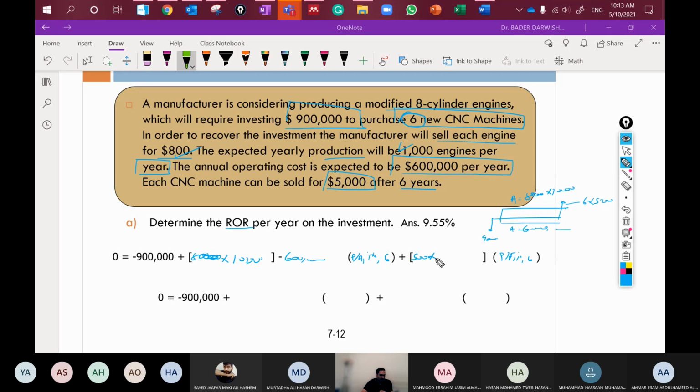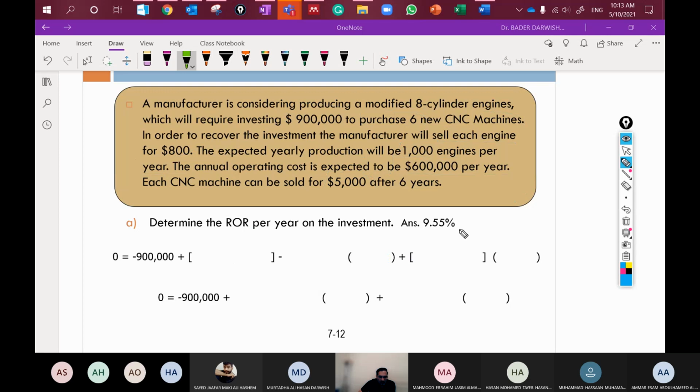I'm going to say solve. Now, all of you will get the following answer. So this is the rate of return of this project. Overall, it's quite a good rate of return considering a normal outcome. Moving onward.